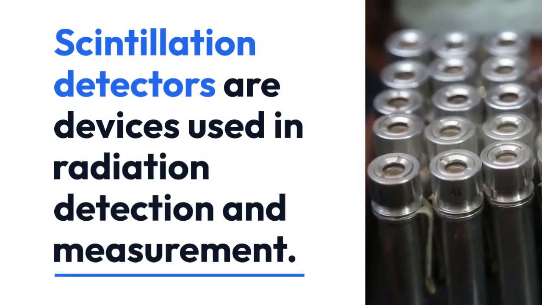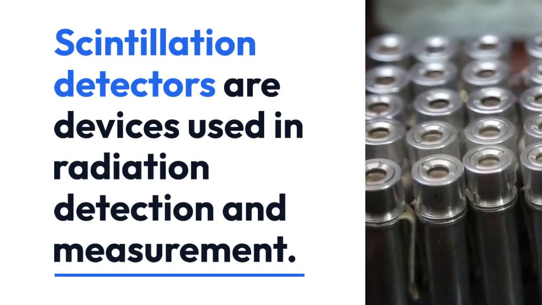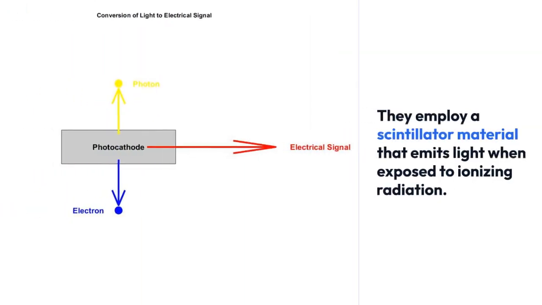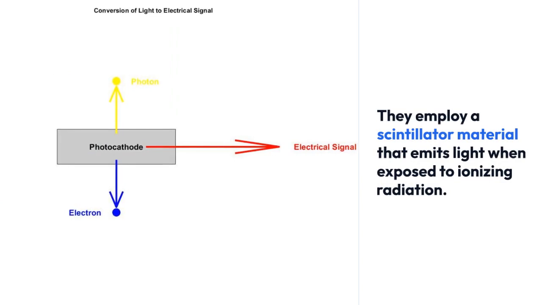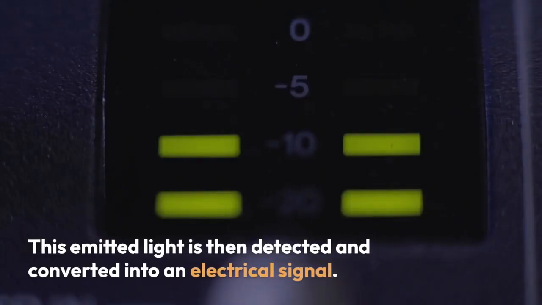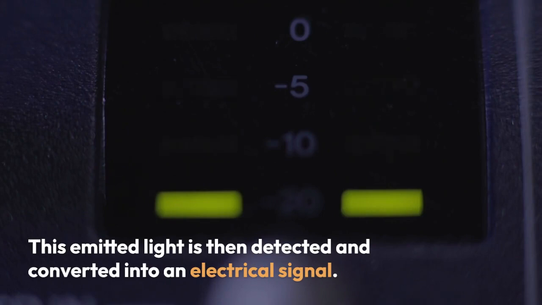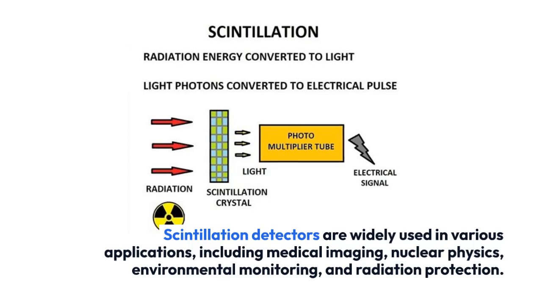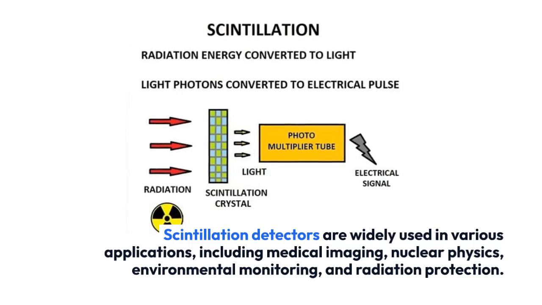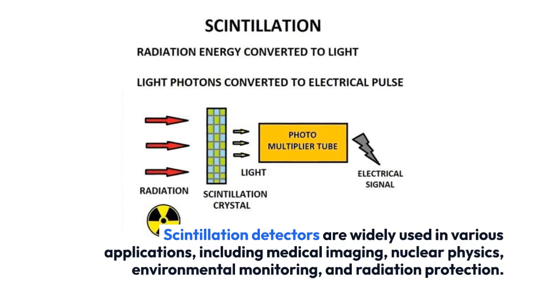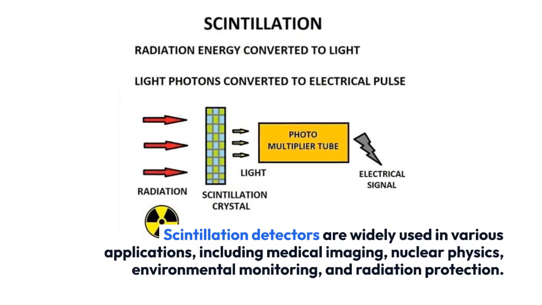Scintillation detectors are devices used in radiation detection and measurement. They employ a scintillator material that emits light when exposed to ionizing radiation. This emitted light is then detected and converted into an electrical signal. Scintillation detectors are widely used in various applications including medical imaging, nuclear physics, environmental monitoring, and radiation protection.